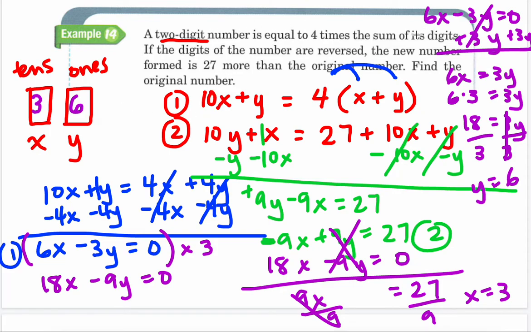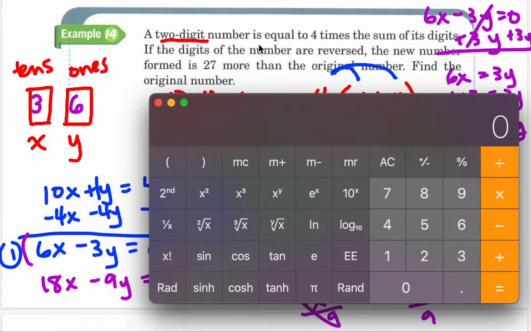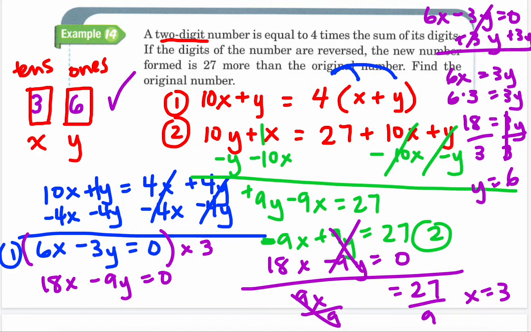Let's reread the problem, see if it works. Okay, so I'm going to use my calculator here. A 2-digit number, 36, is equal to 4 times the sum of its digits. The sum of its digits, adding them together, would be 9, times 4. Does 9 times 4 equal 36? Yes. So it's equal to 4 times the sum of its digits. The first one checks out. If the digits of the number are reversed, so it becomes 63, the new number is 27 more than the original number. So is 63 27 more than 36? Yes, it is. So we have the correct answer.